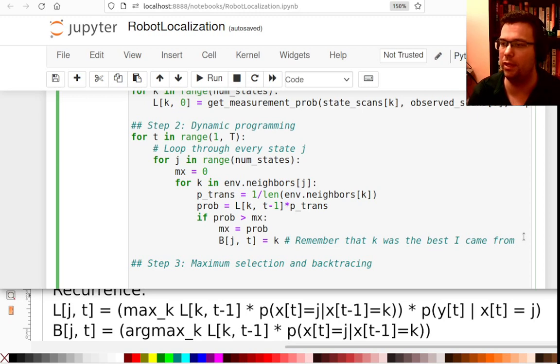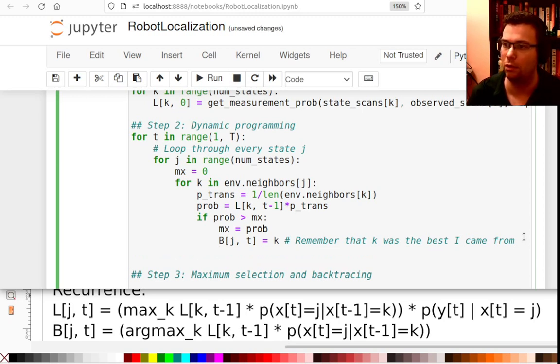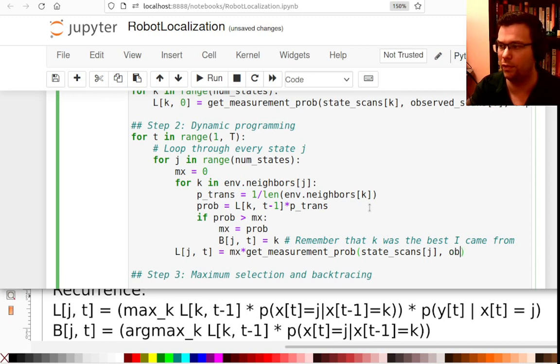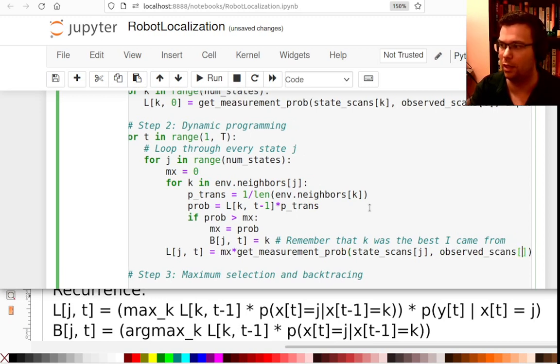Once we figured out what that is, we can finish here what the final probability is. Well, I might as well just put it right in there. So I'll say, okay, I can actually compute now L at state J time t. That's going to be whatever the maximum transition probability was times the observation probability. So what I need is again, the get measurement probability of state scans at index J. So given that we're in the state where we ended up, what is the observed scan at time t?